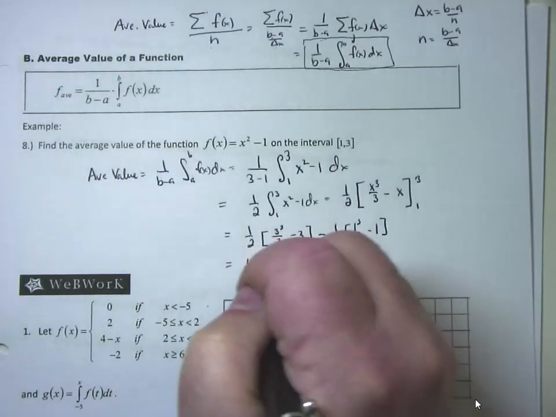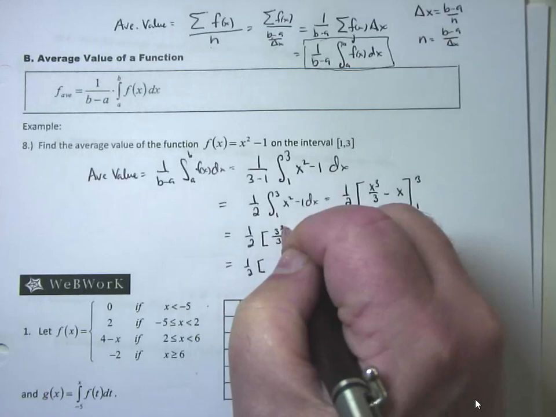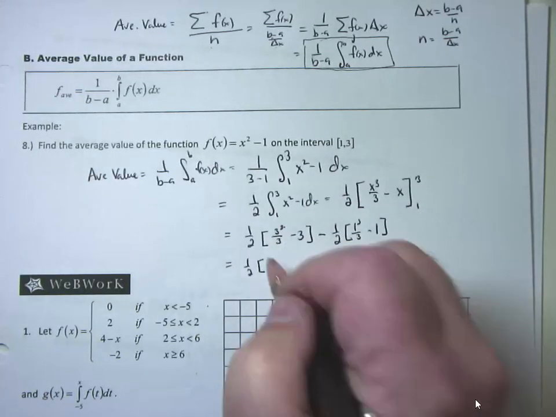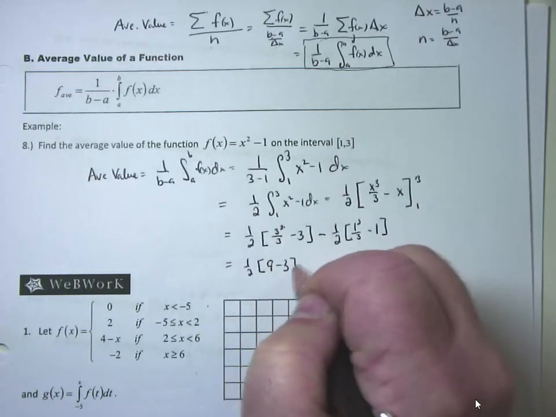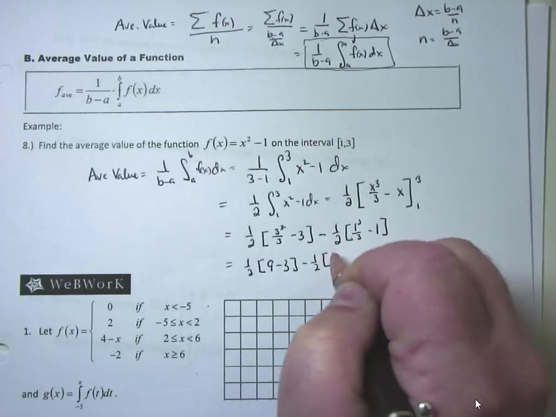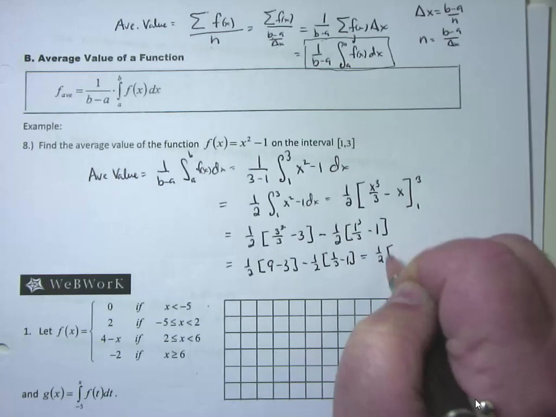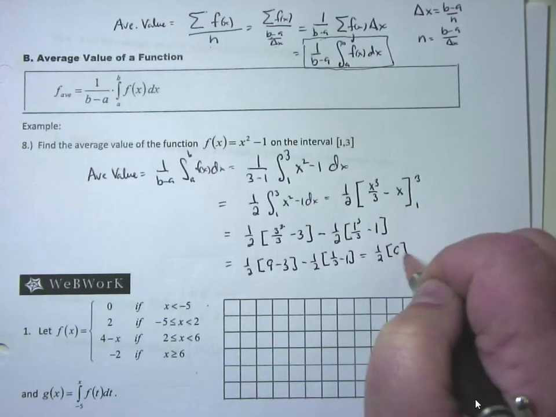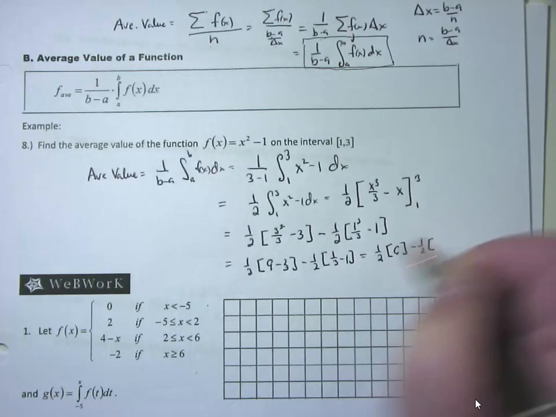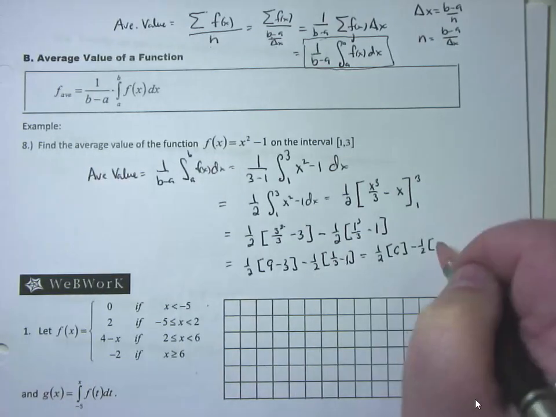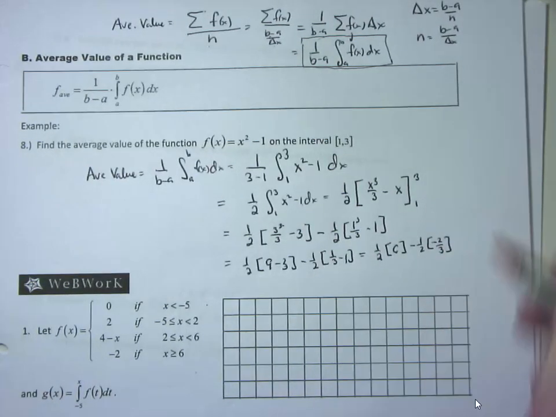So this will be 1/2 times 3 cubed is 27. 27 divided by 3 is 9 minus 3. Minus 1/2 of 1 cubed is 1/3 minus 1. So this is 1/2 times 9 minus 3 is 6. Minus 1/2 times 1/3 minus 1 is negative 2/3.